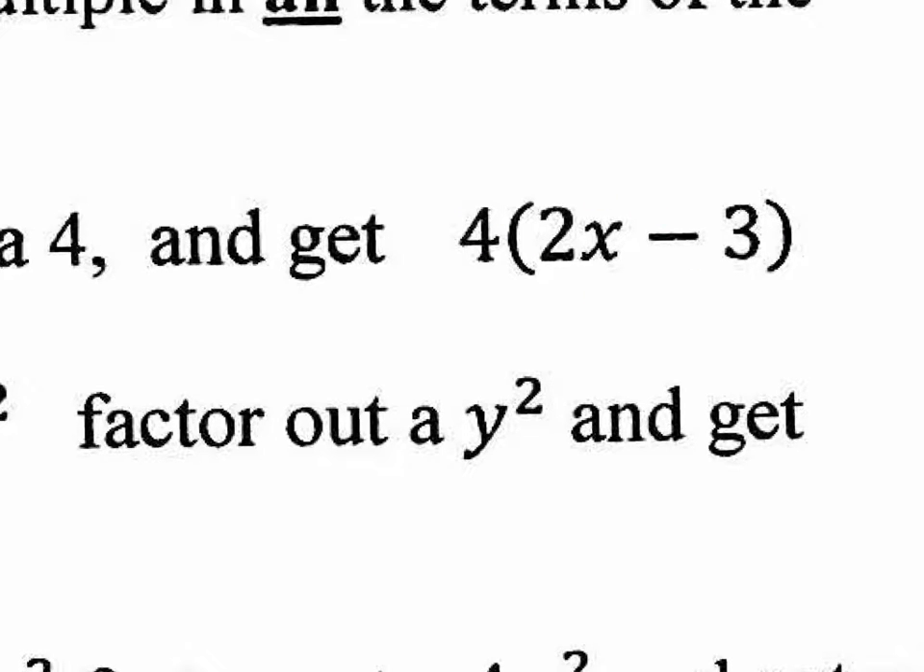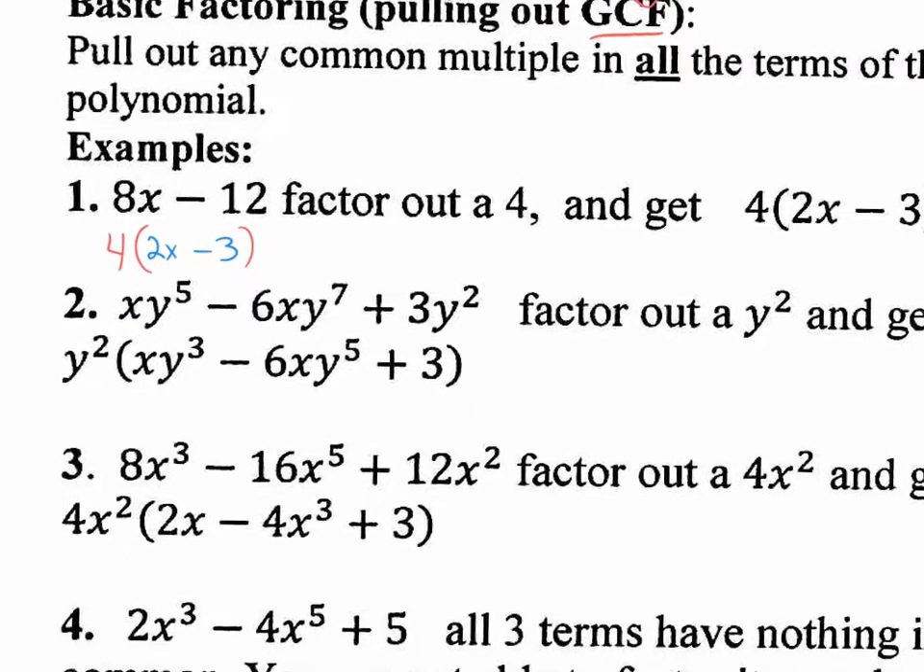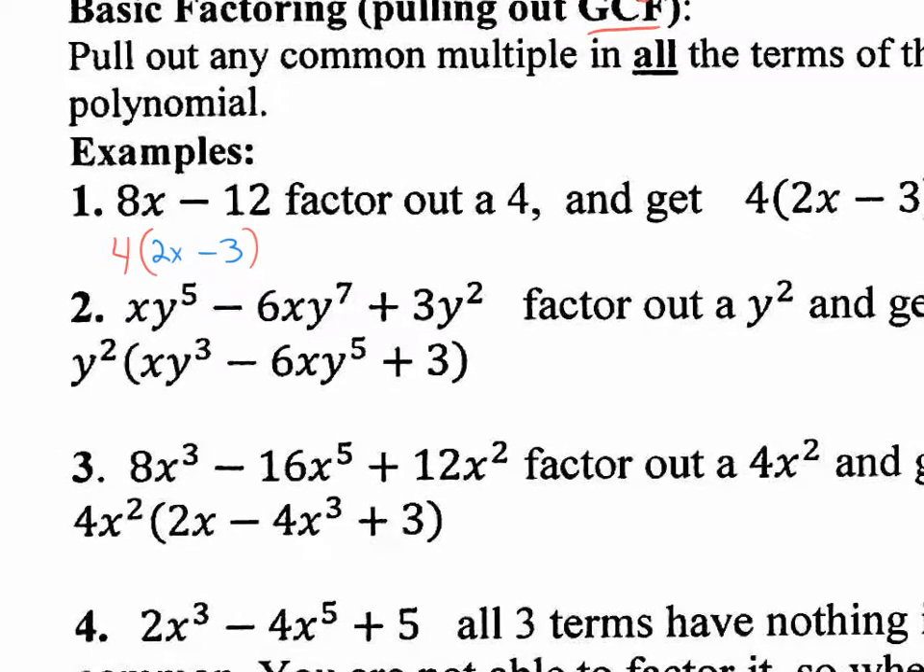And that's distributive property backwards. Because if you were to distribute 4 times 2x, you'll get 8x. 4 times 3, you'll get minus 12. And you get back to where you started from, 8x minus 12. Make sense? Okay, so again, we're factoring today. And what is factoring? It's doing distributive property backwards. It's kind of like having the answer and trying to find the question.